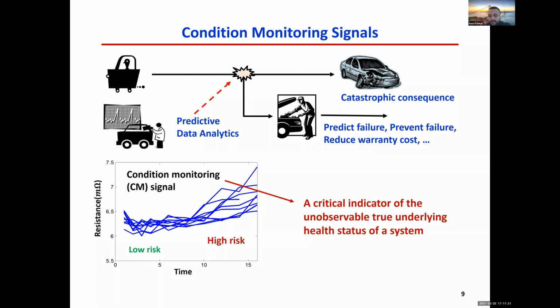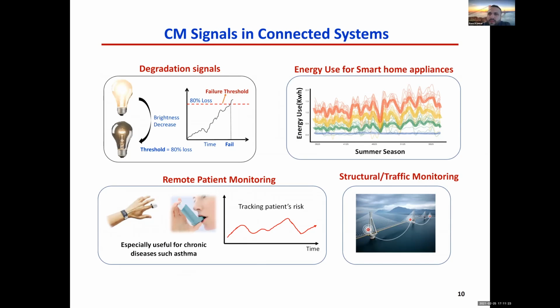Okay. Given this, CM signals can be seen everywhere. For example, if you look at a light bulb, the brightness of a light bulb is a condition monitoring signal because it reflects its health. After 80% of the brightness is lost, then this bulb will fail and will not turn on anymore. In smart home appliances, for example, many recent devices like ACs and HVAC systems are monitoring their energy use. And they monitor how much energy is being used. And this energy use can be classified as a condition monitoring signal because it detects some underlying behavior of the system.